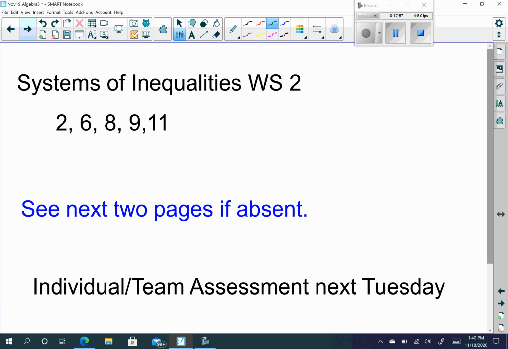All right, so your assignment today, there's just 5 problems off of this Systems of Inequalities worksheet 2. Instead of having it on the next page, as always, guys, I'll have it posted as a separate PDF. And just to point out, there's going to be an individual team assessment next Tuesday.